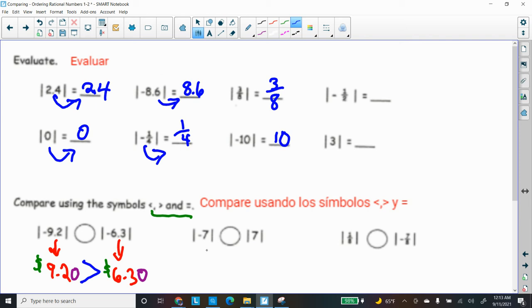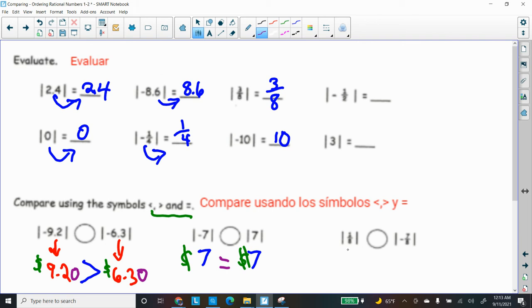All right, let's look at the next one. We have negative 7 in absolute value. So let's take out the 7 because we don't need the negative. And absolute value of positive 7, which is also 7. Notice the distance is always positive. And now let me draw my favorite symbol, the dollar sign. $7 compared to $7. Hey, those are the same. So that means these are equal.